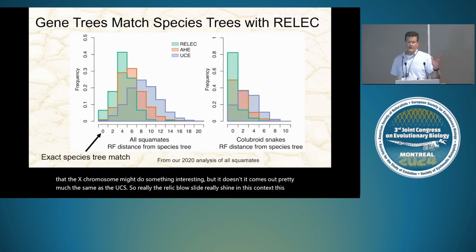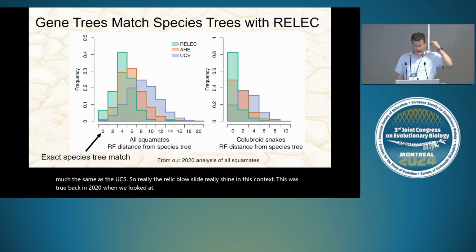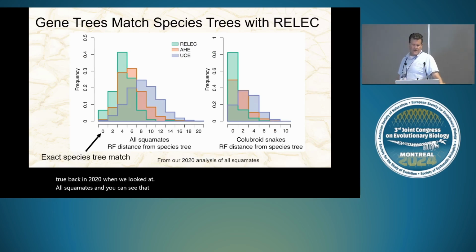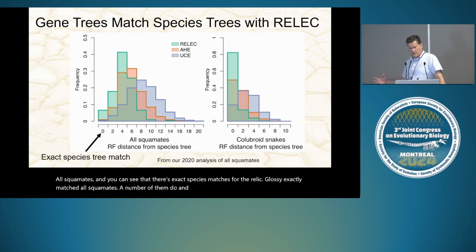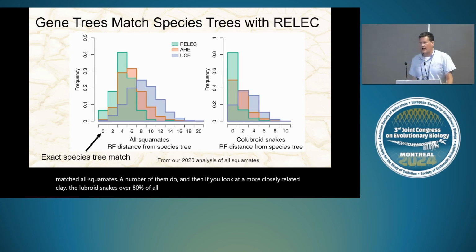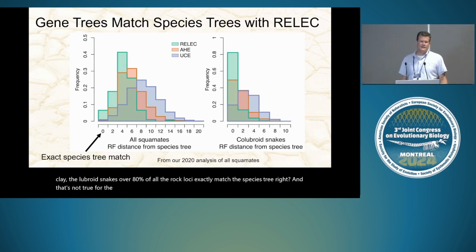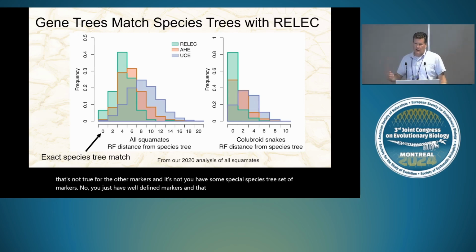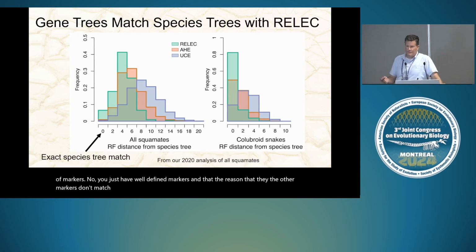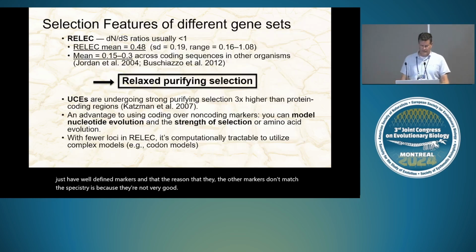This was true back in 2020 when we looked at all squamates, and you can see that there are exact species matches, where the relic loci exactly matched the species tree across all squamates. A number of them do, and then if you look at a more closely related clade, colubroid snakes, over 80% of all the relic loci exactly match the species tree, right? And that's not true for the other markers, and it's not that you have some special species tree set of markers. No, you just have well-defined markers, and the reason that the other markers don't match the species tree is because they're not very good. That would be the bottom line for that.